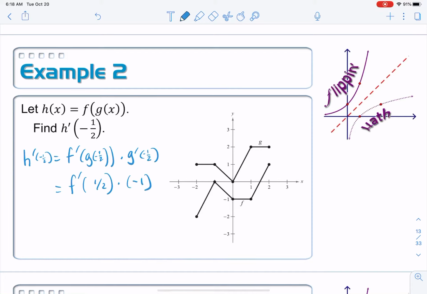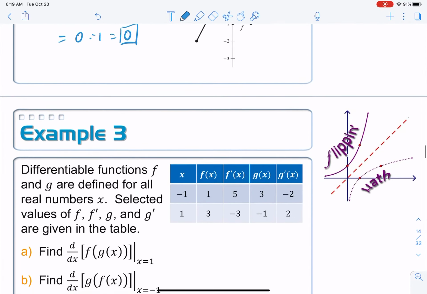Okay, and now I need one more derivative, and that is the derivative of f at half. So at half, this is a horizontal line. The slope of that horizontal line there is 0. 0 times negative 1 is equal to negative 0, or just 0, that's fine.